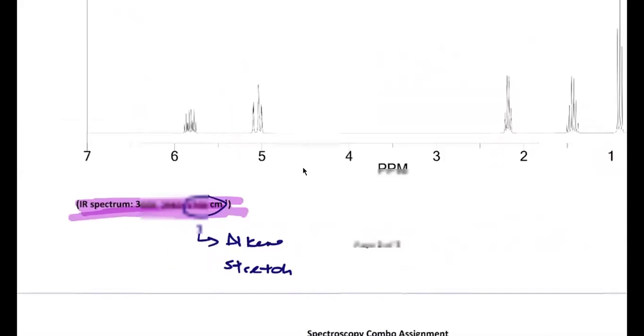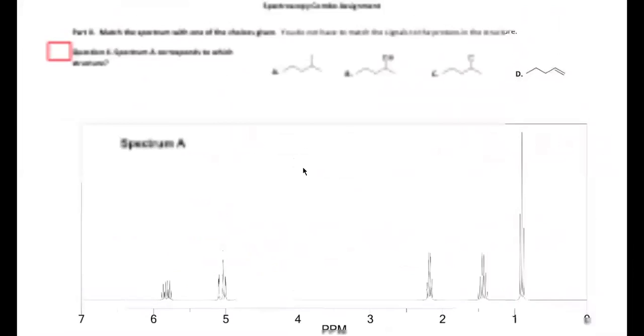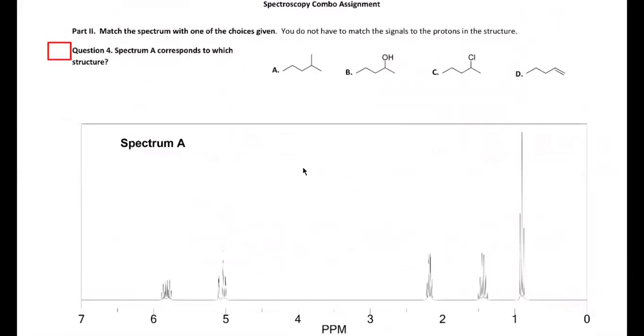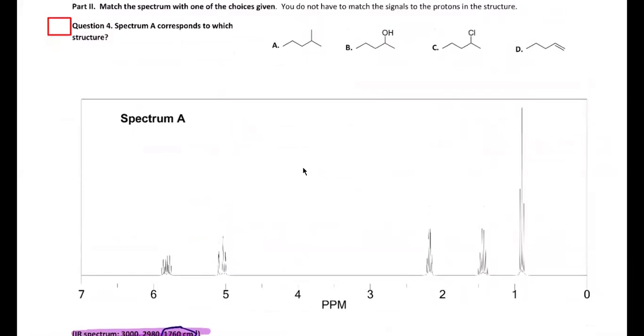So what do you think? If you got an alkene stretch in the infrared, which compound is it? Which compound out of A through D contains a double bond or alkene? I think it's D.